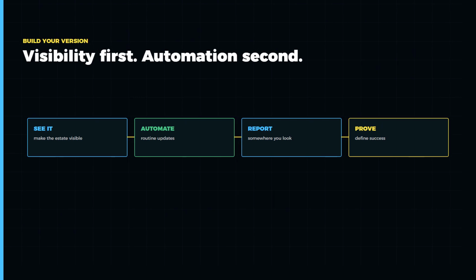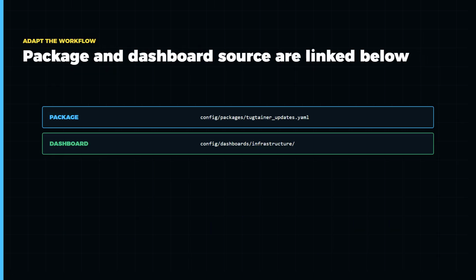If you build your own version, start by making the environment visible. Then, automate the routine updates, send every result somewhere you already look, and define what success means for the services that matter most. The Home Assistant package and dashboard source are linked below so you can adapt the workflow to your own containers.